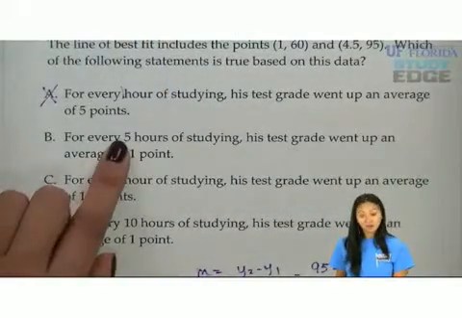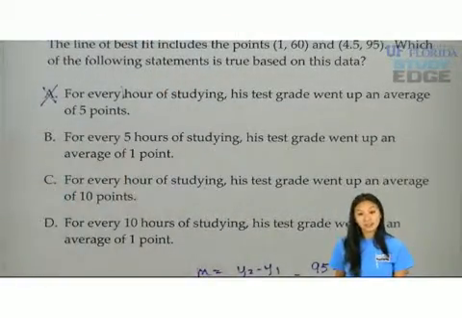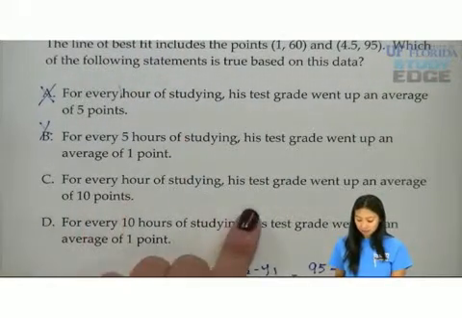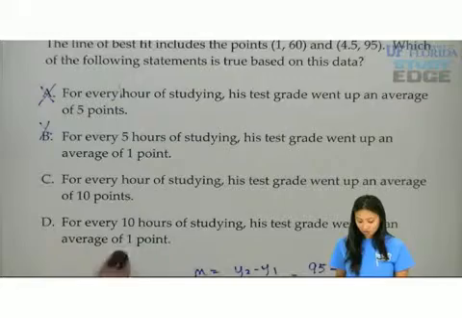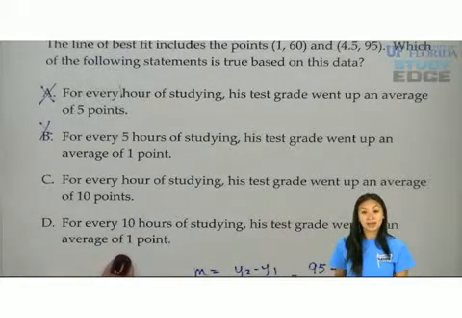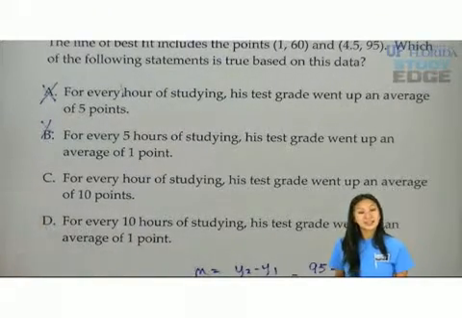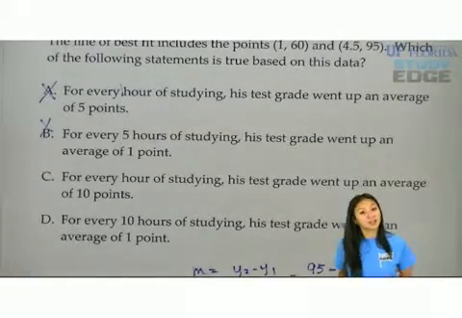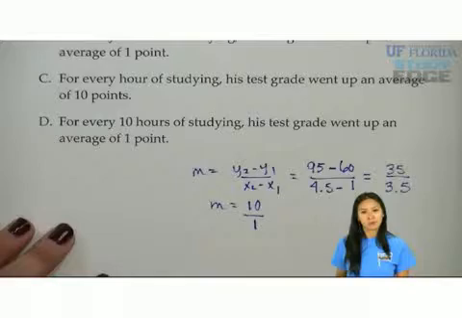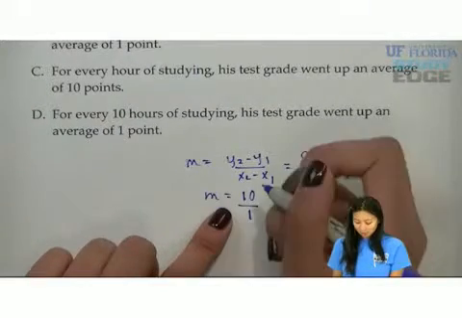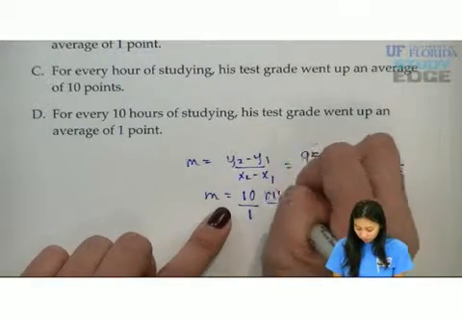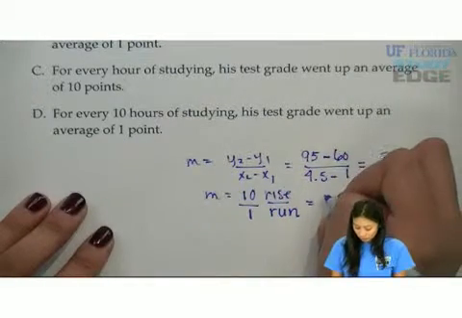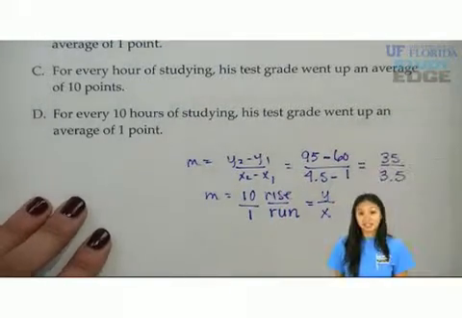For every 5 hours, nope. 5 is not in my slope, so I could take this out. For every 1 hour of studying, his test grade went up an average of 10, or for every 10 hours, it went up an average of 1 point. So it's either C or D. I got rid of A and B just because I was working smarter, not harder. Now I actually have to know what slope means, right? Remember, slope is rise over run, right? It's change in Y over change in X.